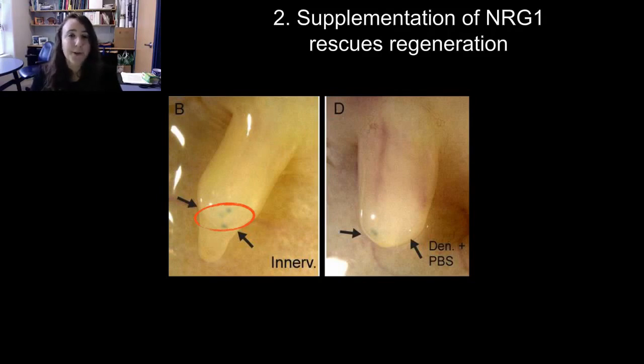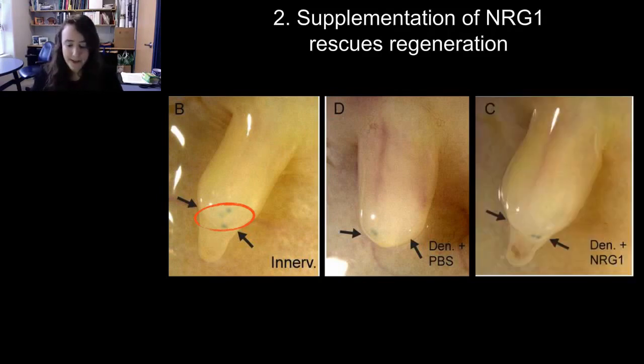But when we soaked beads in neuregulin-1 overnight instead, we actually saw the growth of blastemas. So what is happening here is this limb has been denervated, but it's still developing a blastema because neuregulin-1 has been supplemented. We've added these little beads that are releasing it over time in a manner that we hope a nerve would in a normal, undenervated animal.